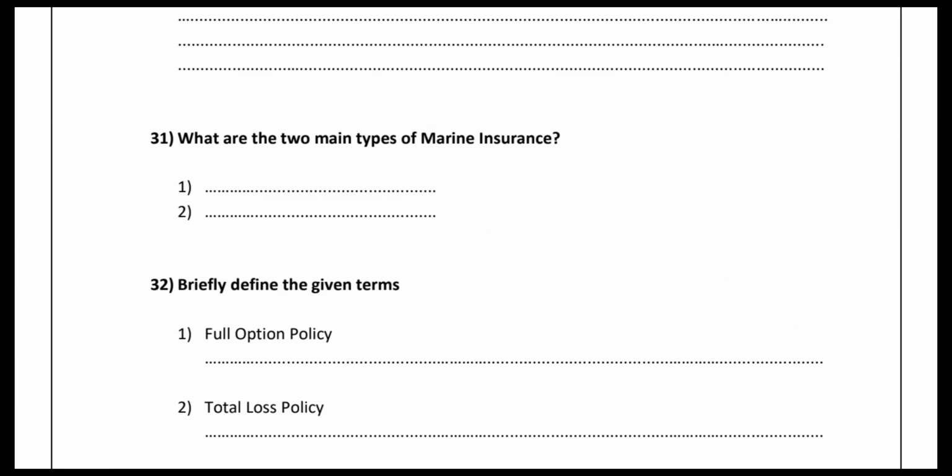Great, Anthony answers: hull and cargo. So marine insurance means the losses caused to ships or to the goods in them when they are transported by sea will be covered in marine insurance. There are two main types of marine insurance: one is hull insurance and the second one is cargo insurance.